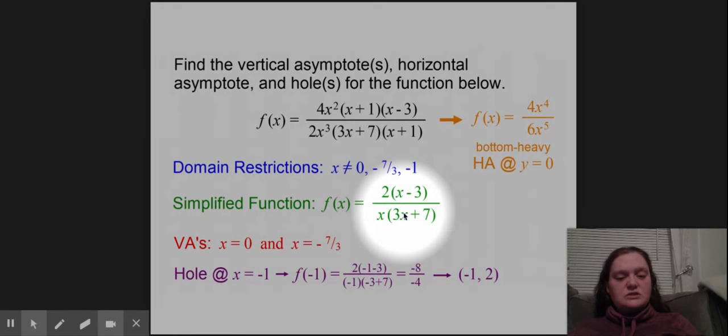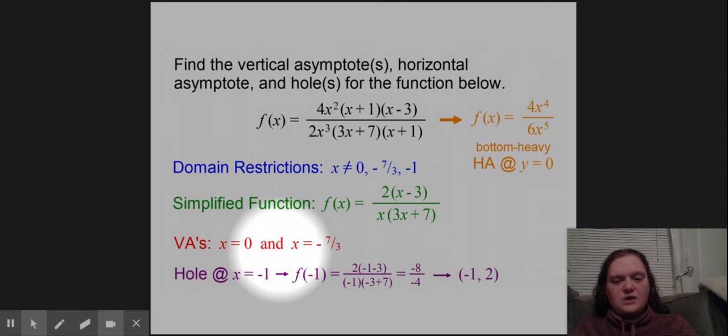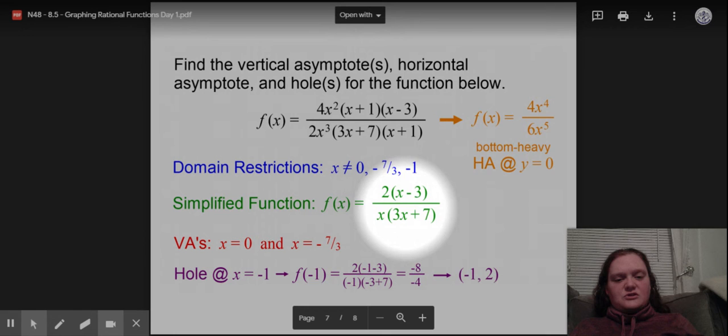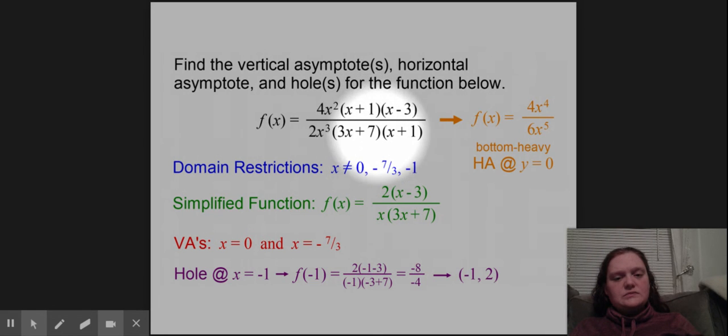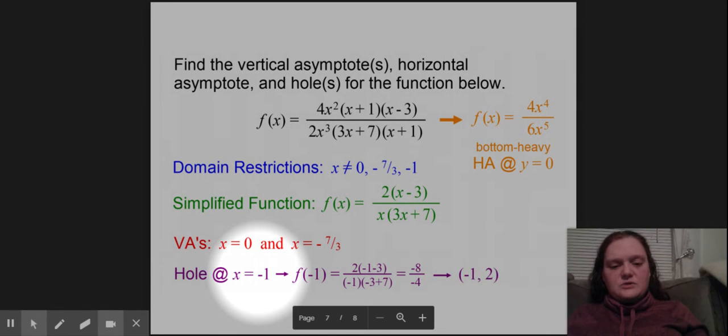Now this simplified version still has 2 domain restrictions at x equals 0 and x equals negative 7/3. The remaining domain restrictions are always vertical asymptotes, because no matter what I do, I'll never be able to plug these numbers in because they don't simplify off, okay? So 2 vertical asymptotes. Because they're vertical lines, we always write x equals these 2 numbers, never y equals, always x equals. The factor that crossed off, the x plus 1s that we had at the very beginning, that's where the hole comes from. So I have a hole at x equals negative 1.